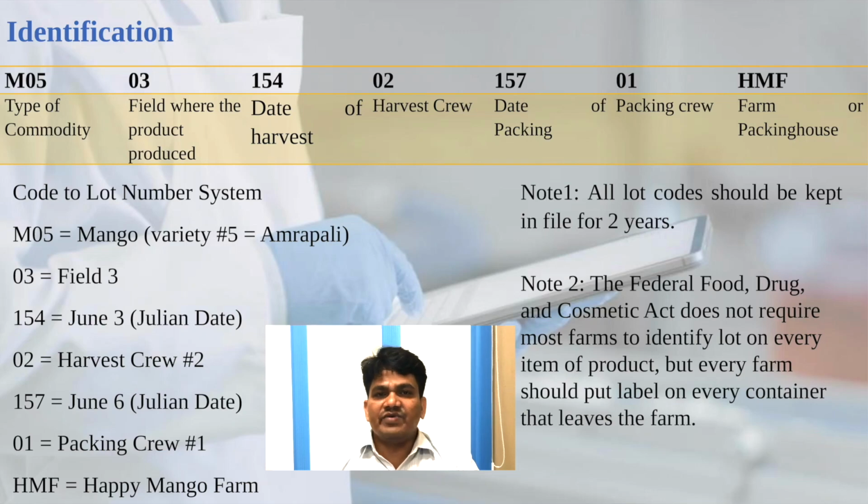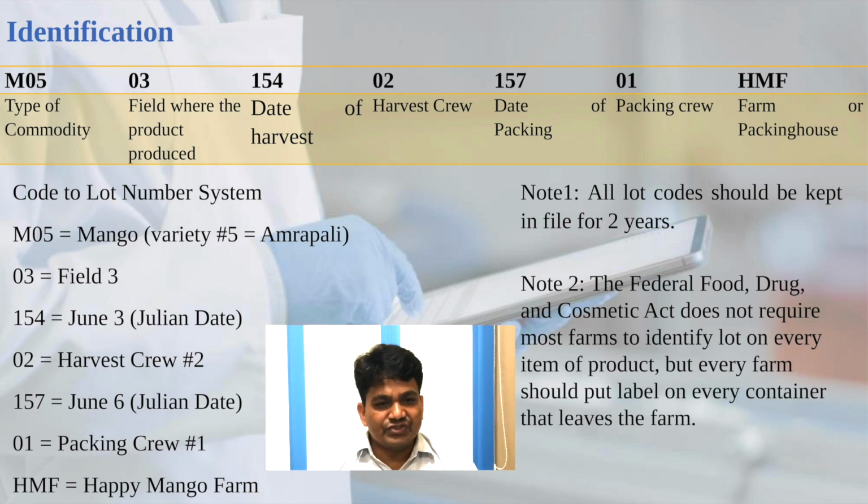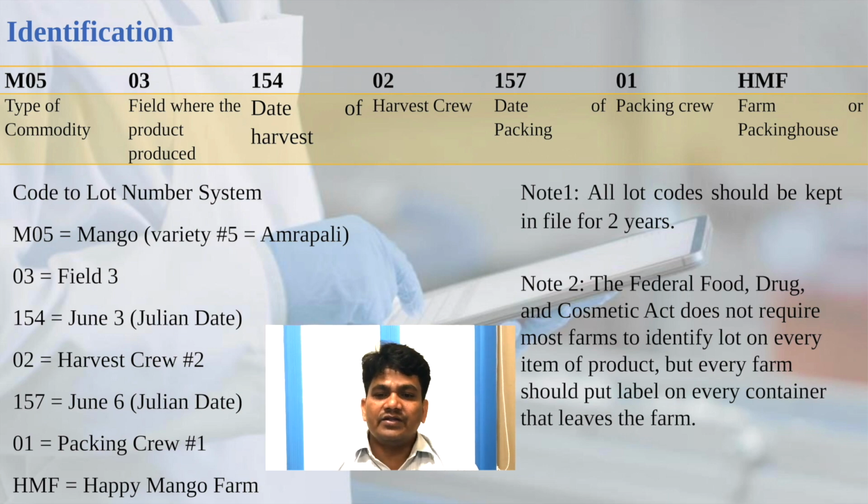Now let us see identification. How do we actually identify it? Different numbers are given, so what is the meaning of the different numbers? That can also be done for different products, right? So the type of commodity, suppose it is M05, the field where the product was produced is given 03, the date of harvest 154, and the harvest crew 02. Suppose we have given these code numbers, and these codes are mentioned on the particular product.